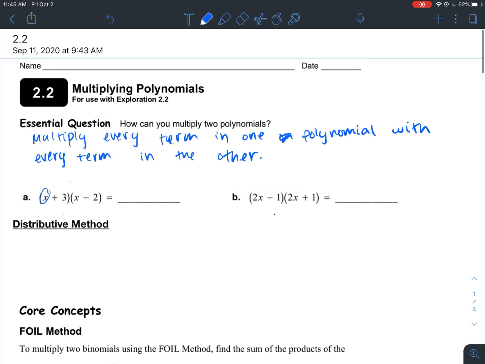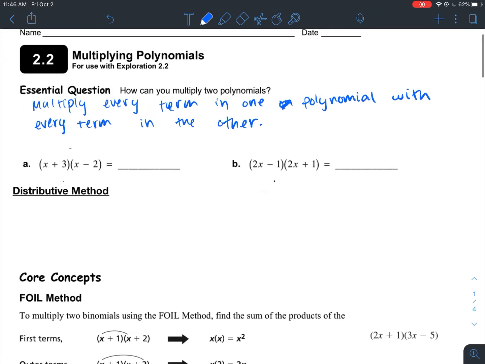So this x has to be multiplied with this x. This x over here has to be multiplied with that 2. This 3 has to be multiplied with this x, and this 3 has to be multiplied with that 2. So there are a couple different methods that you can use to multiply these together, and that's what we're going to do today. Just some different methods to make sure that you are keeping track of multiplying every term with the other terms in the other polynomial.